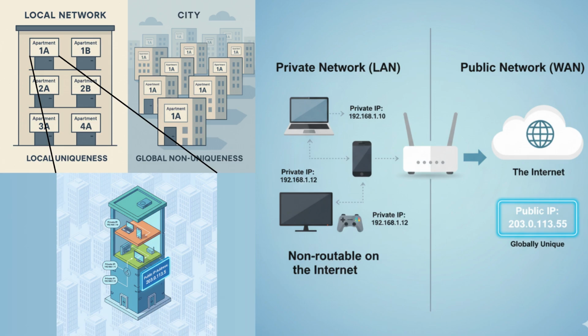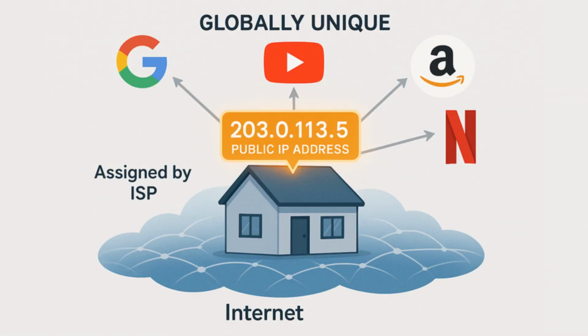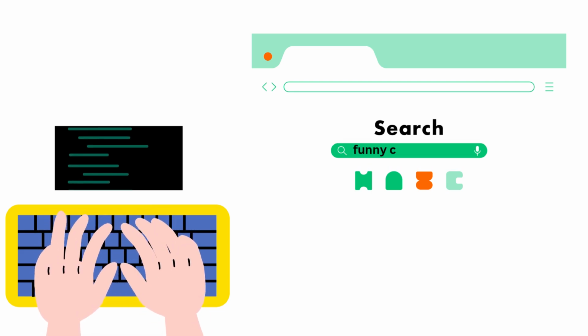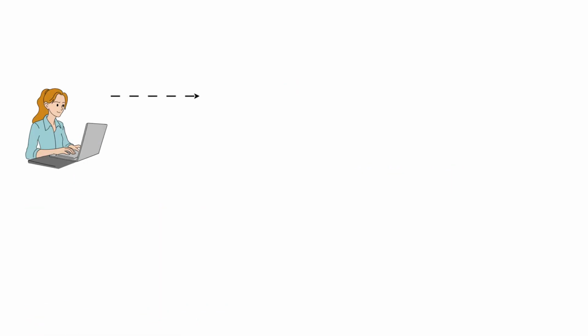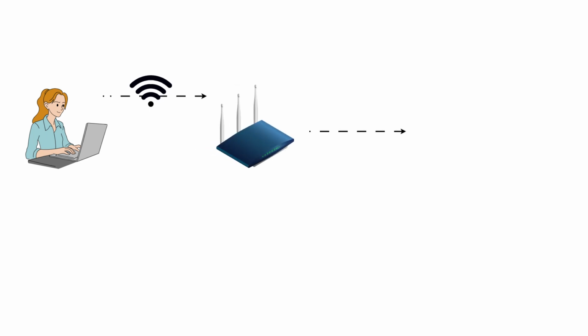world. A public IP address is the address your entire network uses to communicate with the rest of the world, such as Google, YouTube, Amazon. It is globally unique and assigned to your network by your Internet Service Provider, or ISP. This is like the street address of your entire building. When you search for funny cat videos, the request leaves your router carrying your public IP. That's the address YouTube uses to send the video data back to you.